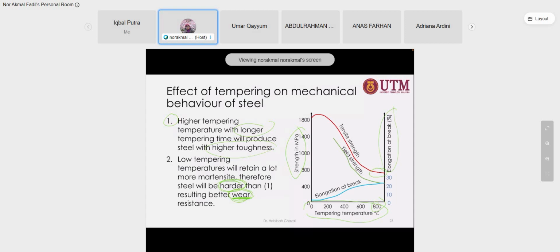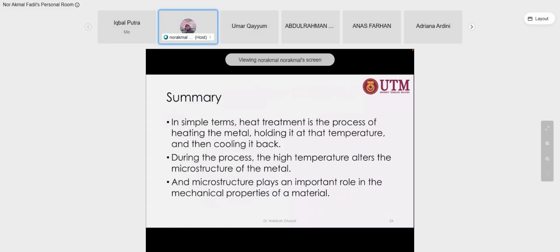This is important for engineering components that always experience friction load. Okay, so there are pros and cons when you increase the temperature or prolong the tempering process. So, in summary, in simple terms, heat treatment is the process of heating, holding at the temperature, and then cooling, right? If you look at the temperature profile, temperature versus time, you just need to heat, soak, and cool.